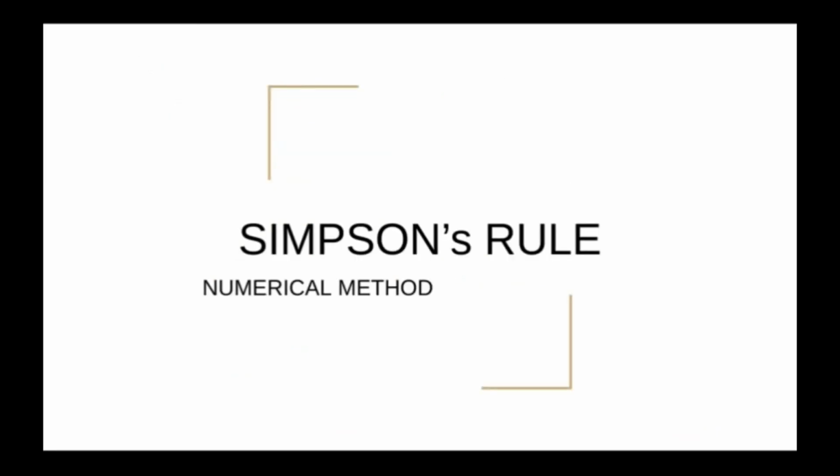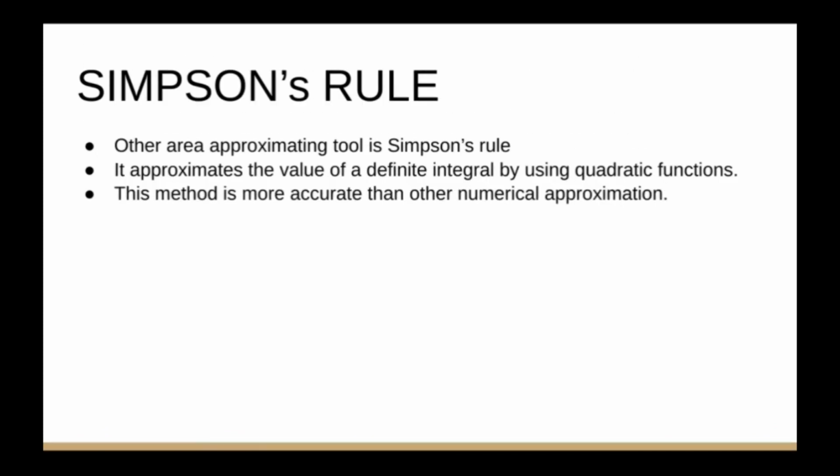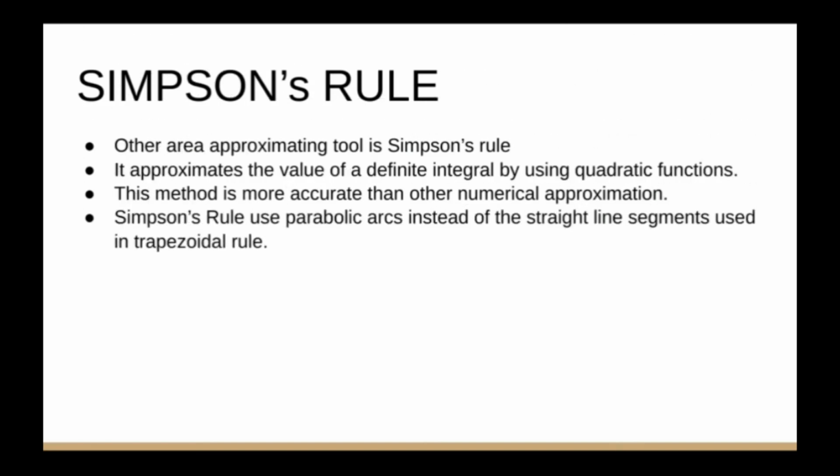So for another numerical method, Simpson's rule. Simpson's rule is another area approximating tool. It is a numerical method that approximates the value of a definite integral by using quadratic functions. This method is more accurate than the other numerical approximations since it uses quadratic functions to approximate the function. Simpson's rule actually gives an exact result when approximating integrals of polynomials up to cubic degree. It also uses a parabolic arc instead of the straight line segment used in the trapezoidal rule.